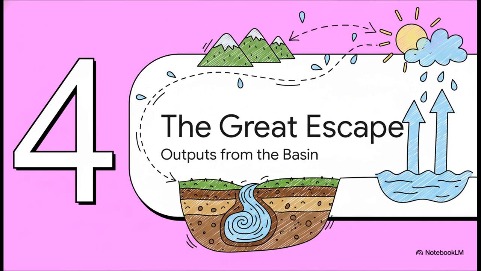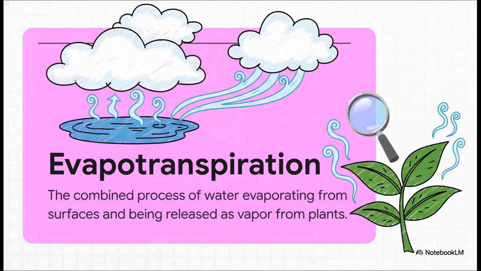But how does water actually get out of the drainage basin? Well, there are two main escape routes. The first escape route is basically an invisible one. Water can evaporate from surfaces like lakes or wet soil. At the same time, plants are pulling water up from their roots and releasing it as vapor from their leaves in a process called transpiration. We lump these two together and call it evapotranspiration. It's the whole system breathing water back out into the atmosphere.